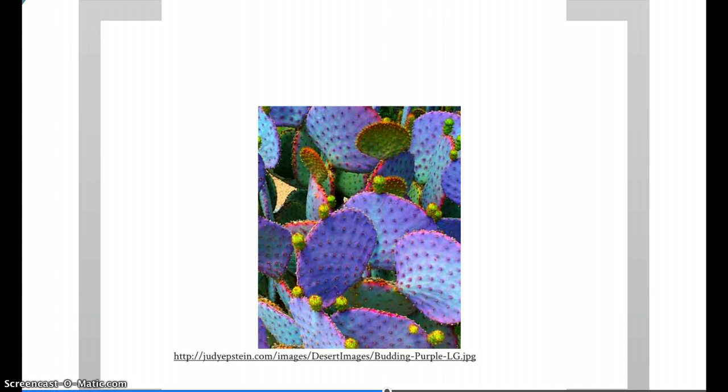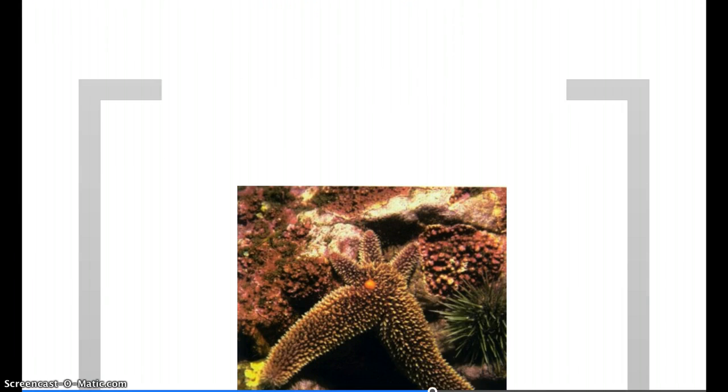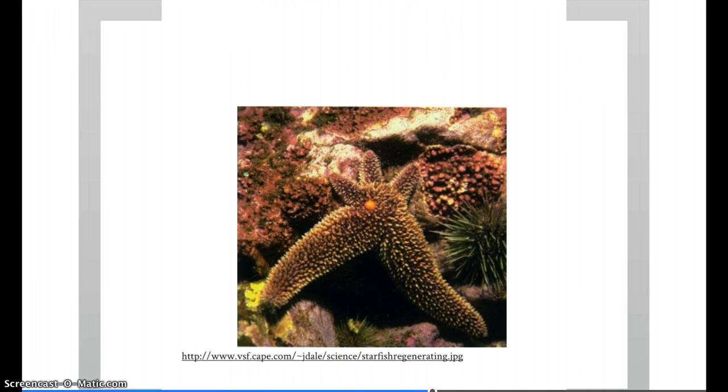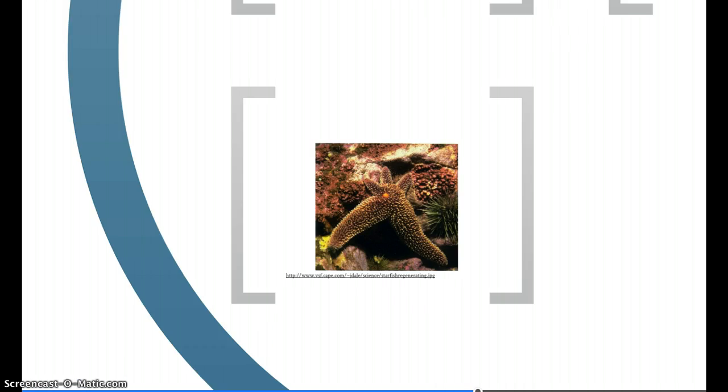Here is an example of budding, and I apologize that it is out of place, but this is another example of budding, not necessarily regeneration. Here we go with our regeneration. Here you have the starfish. If any of these limbs were to fall off, get stuck under something as a starfish is trying to get away from a predator, and it breaks its arm off, it will be able to regrow it and stay alive.